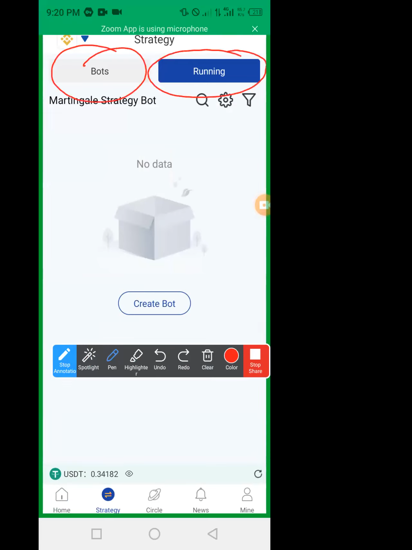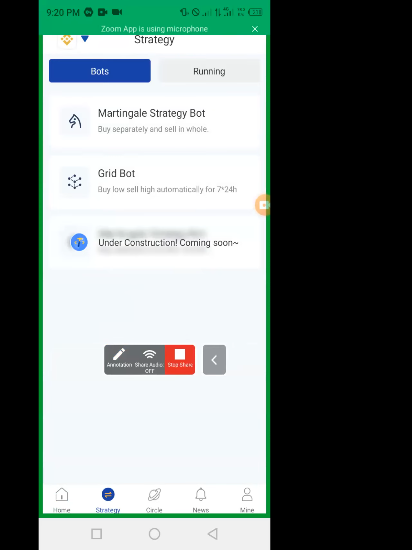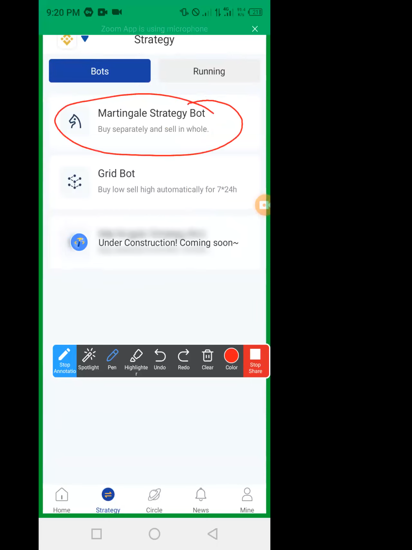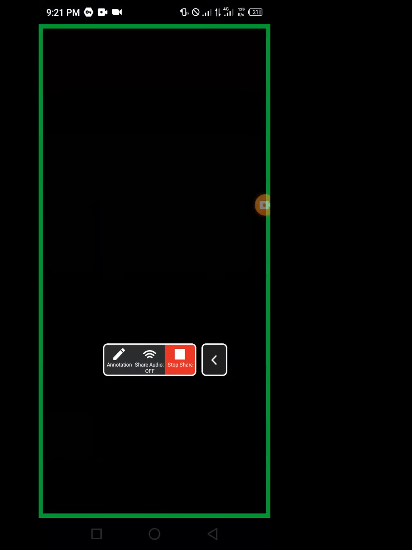Bots and running. When it comes to bots, we have two different bots. In fact, there are three. We have the Martingale strategy bot, the greedy bot, and another one which is under construction. Most times we are using the Martingale strategy. We set the trades, the margin calls, and the margin call drops. In other words, what you want the robot to do for you, we set in the Martingale strategy bot, which is what we are mostly using.